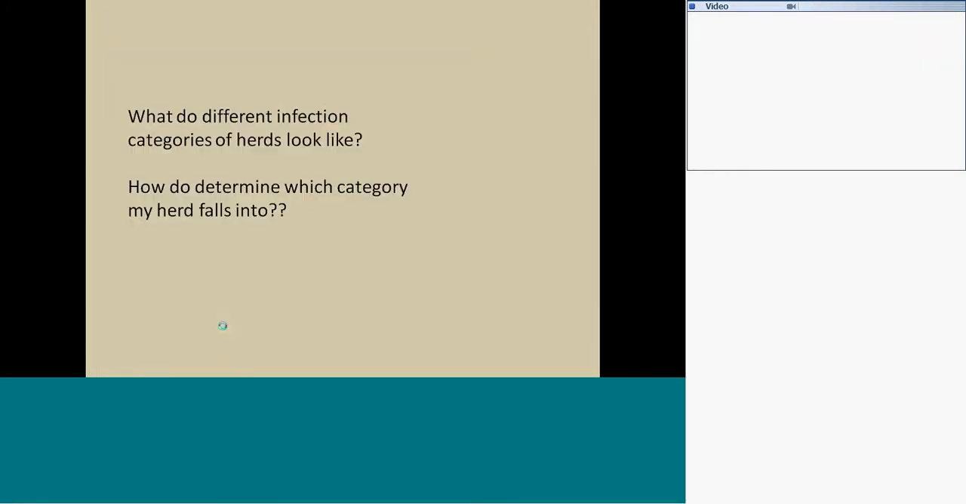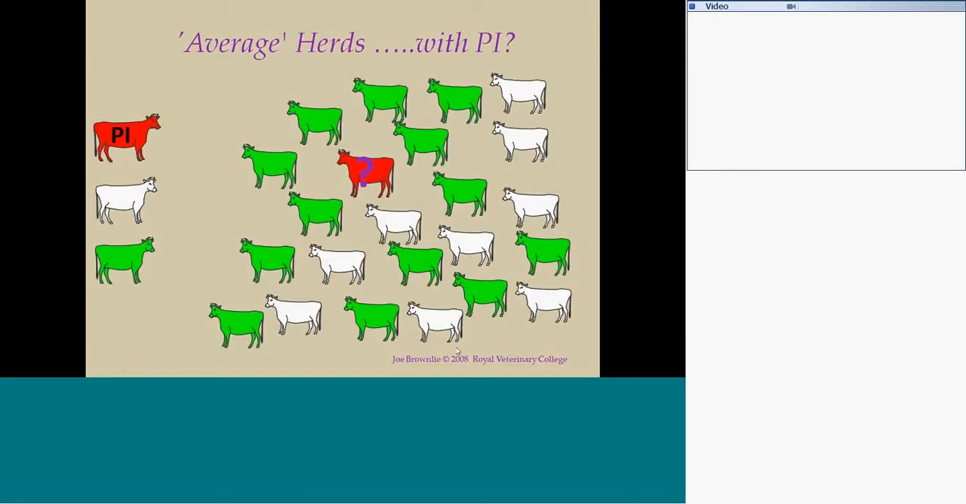So in terms of our herd screen, what do our different infection categories of herd look like, and how can you determine which category your herd falls into? If we look at a herd of animals and we have a PI, which is a red animal here, and then we have a green animal, which are the ones that have come into contact with the PI and then developed antibodies because they've been infected with the disease and eventually got over it, they have this immunity because they've come into contact with a PI animal. And then we have these white animals that are susceptible, so at this time they haven't come into contact with the PI, but they will eventually, and then they'll seroconvert, produce antibodies and become green.